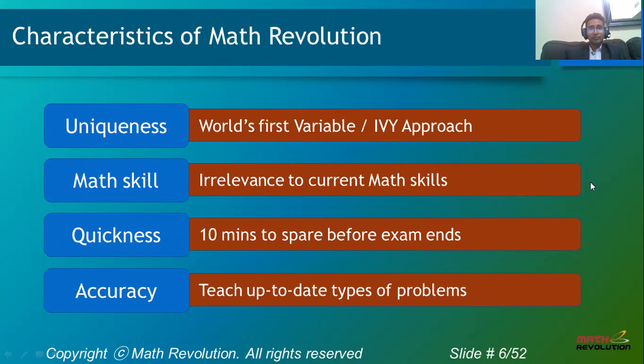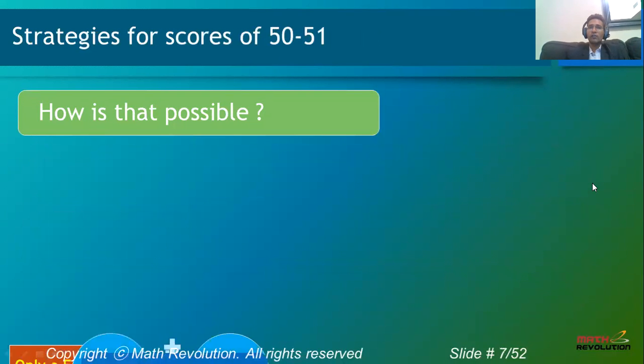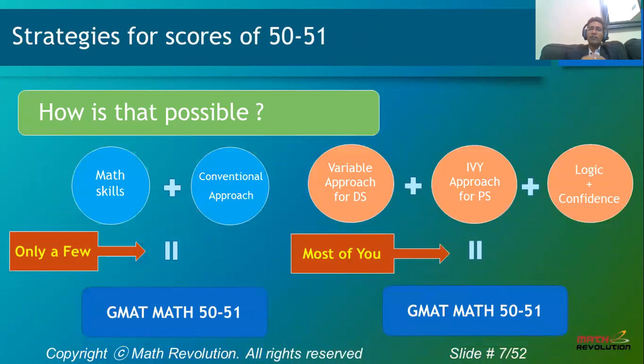Excuse me for that. Let's go ahead with the strategies for the score of 50-51. Scoring 50-51 is not a major challenge. If you have a conventional approach and have mastered it enough, you can do it. But again, when we look at the data in total, only a few were able to score 50-51 using their expert math skills and the conventional, long solution method.